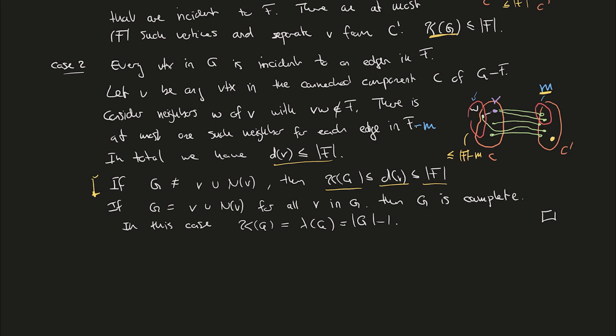On the other hand, if there's no such vertex in our graph, then we conclude that our graph has to be complete. And in this case, we also know explicitly what the edge and vertex connectivities of the complete graph are, namely the size of the graph minus 1. In this case, these two quantities are equal. So in particular, we also have that the connectivity is less than or equal to the edge connectivity.